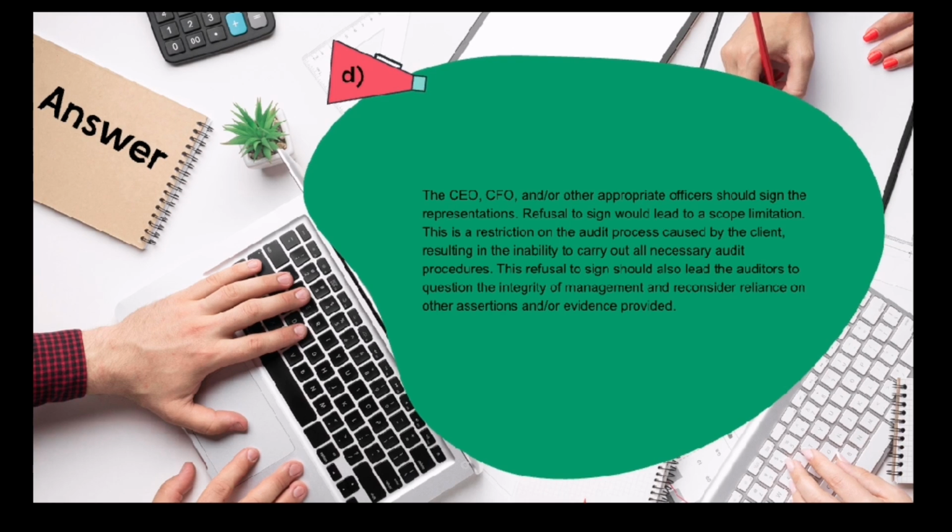Next is who should sign the representations and what would be the effect of a refusal to sign them. The CEO, CFO, and/or other appropriate officers should sign the representations. Refusal to sign would lead to a scope limitation, and this is a restriction on the audit process caused by the client, resulting in the inability to carry out all necessary audit procedures. This refusal to sign should also lead the auditors to question the integrity of management and reconsider reliance on other assertions and/or evidence provided.